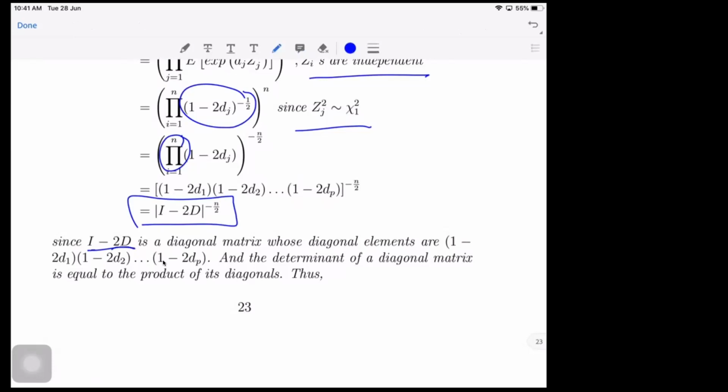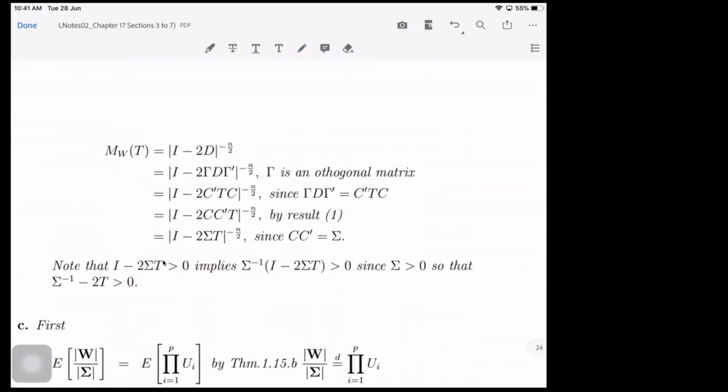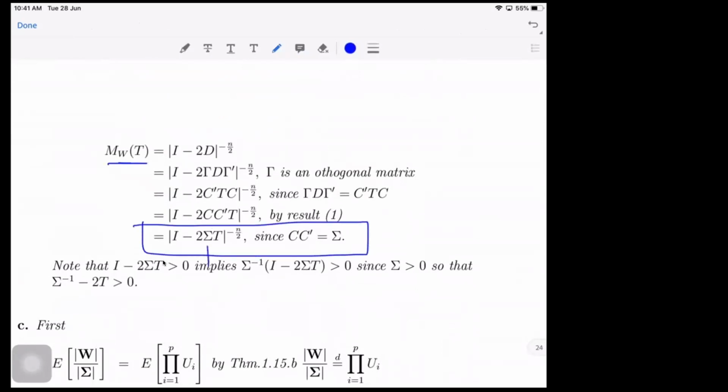So since I minus 2D is a diagonal matrix whose diagonal elements are these, and the determinant of the diagonal matrix is equal to the product of its diagonal, thus the moment generating function of W will be equal to this. So you have your CC prime here to be denoted by sigma. And that is how you prove the moment generating function of a Wishart. So many concepts are used to arrive at that.